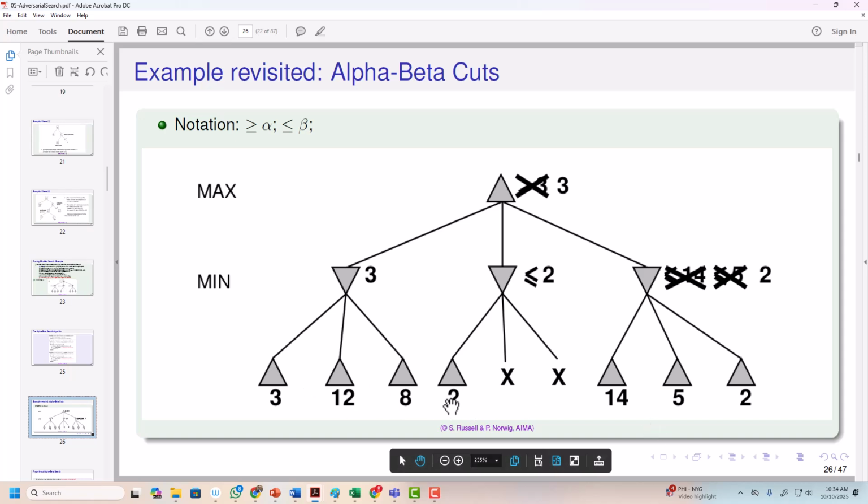Like the worst successor was here. If instead the strongest successor had been evaluated first, the other 2 would have been pruned. Okay, so for min, this is the strongest successor, so the other 2 could be pruned. For min, this is the worst successor, so the other 2 needed to be checked.